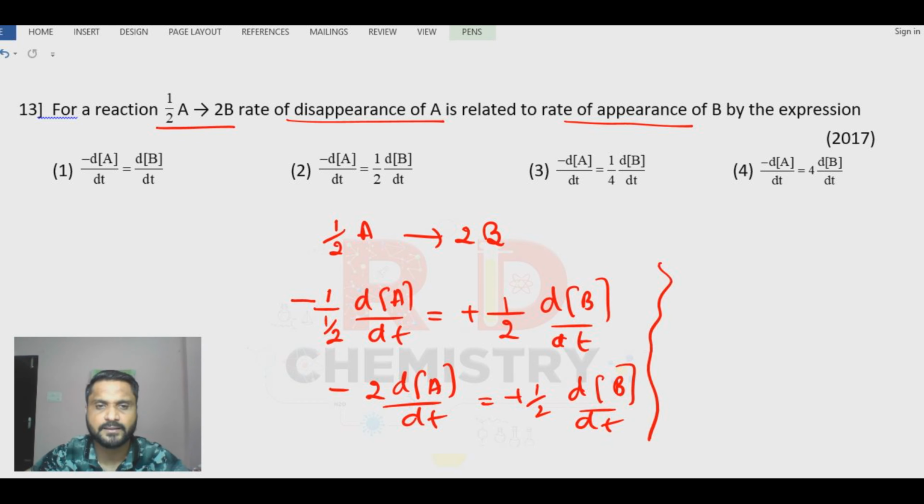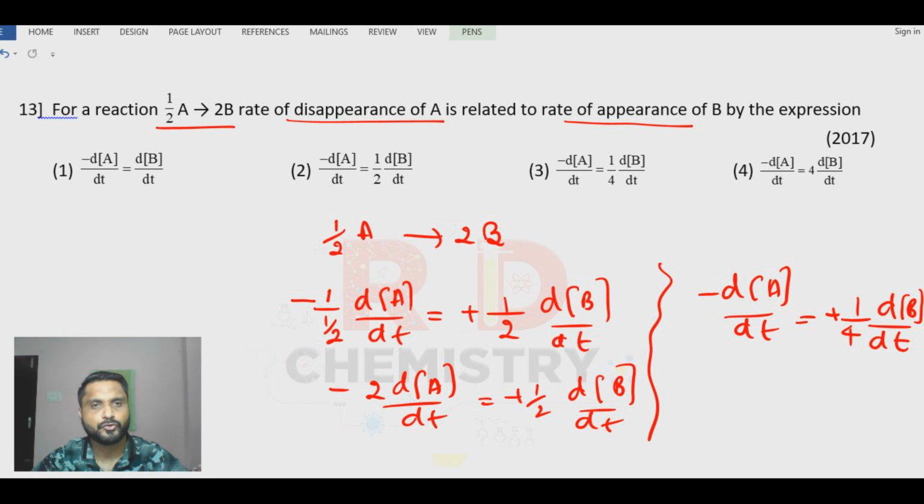So we can also write this as minus d[A]/dt is equal to plus 1 by 4 d[B]/dt. Correct? So the answer is option number 3. Correct?